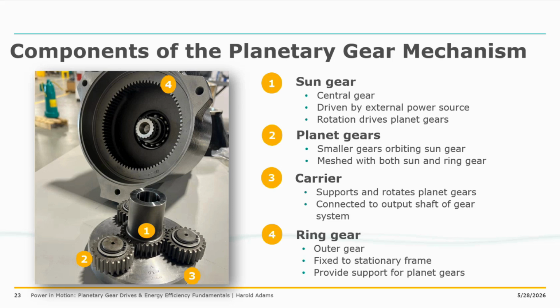Third, the carrier. The carrier is the component that supports the planet gears and is connected to the output shaft via the gear train system. And then finally, the ring gear. The ring gear is the outer gear of the planetary gear system. It's affixed to a stationary frame in our case and provides support for the planet gears.